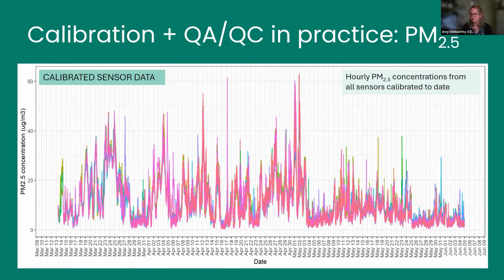And this is what the calibrated data looks like. So this shows all the calibrated hourly PM2.5 data to date, which is the data you'll see on the website and that you'll be able to access via API. Obviously, you can't make out individual sensors. I just wanted to give you a sense of how the data looks in hourly world and how the sensors are tracking each other nicely while still showing some local variations.